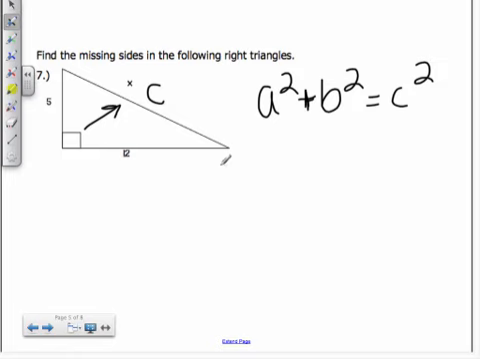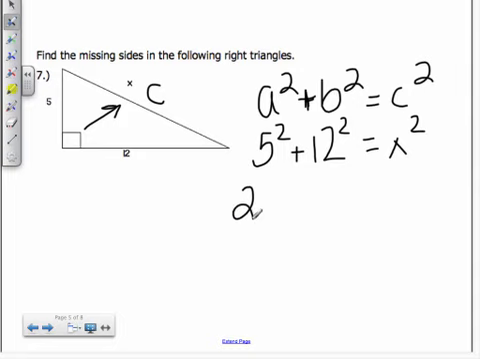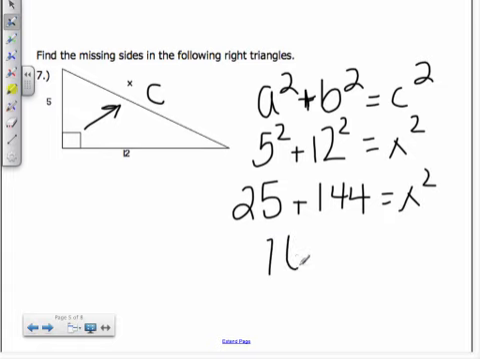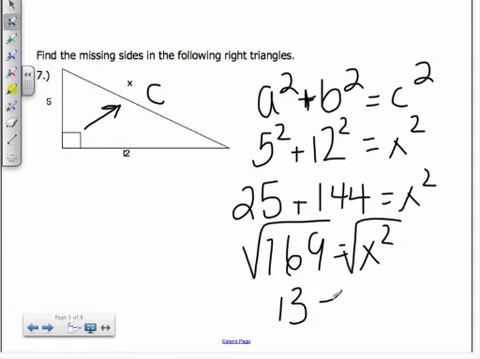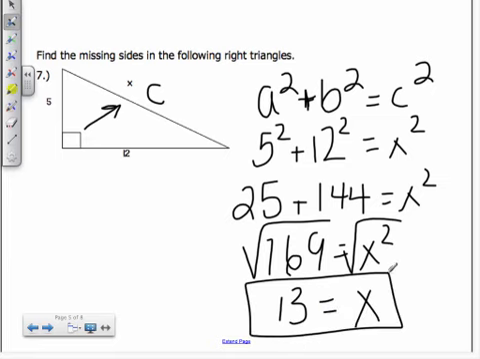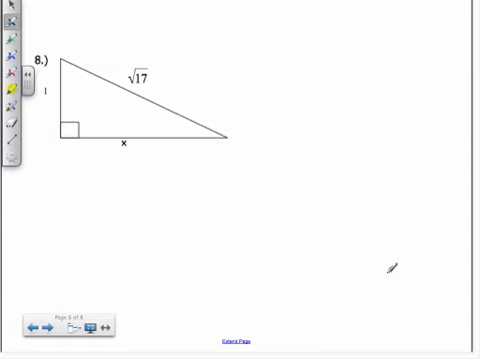So I'm just going to say that A is 5, so I'm going to say 5 squared, plus B is 12, so 12 squared equals x squared. So I end up getting 25 plus 144 equals x squared, which means that 169 equals x squared. Now I can square root both sides in order to solve for x, which means that x is plus or minus 13, but I only care about the positive side because we're talking about the length of a side of a triangle.